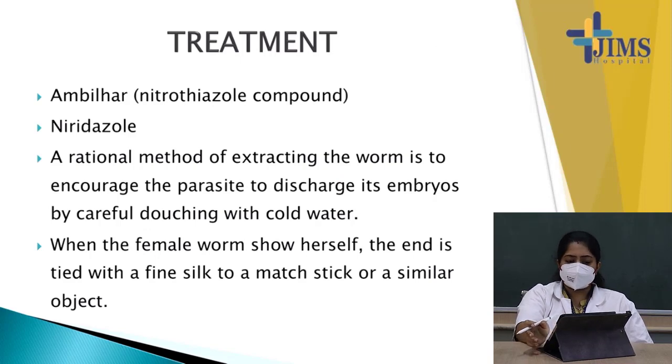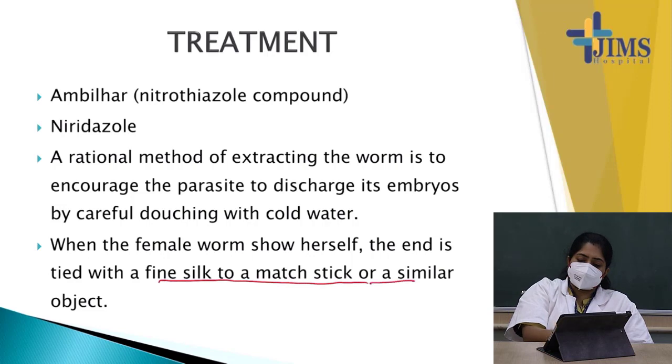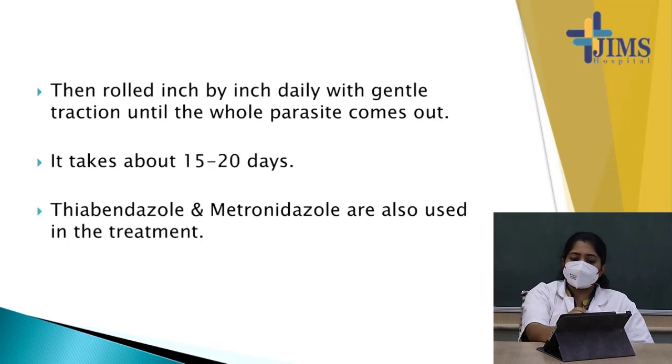Next, we come to treatment. Nitrothiazole compound is used, nidazole can be used. A rational method of extracting the worm is to encourage the parasite to discharge its embryos by careful douching with cold water. When the female worm shows herself, the end is tied with a fine silk to a matchstick or a similar object, then rolled inch by inch daily with gentle traction until the whole parasite comes out.